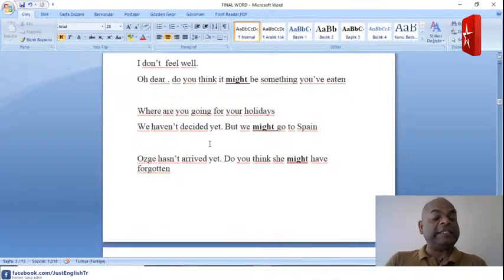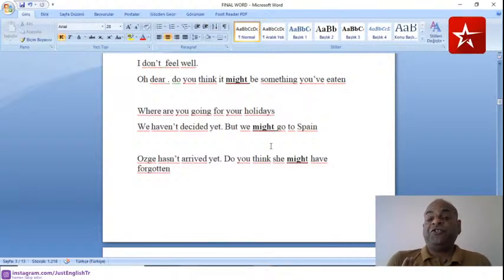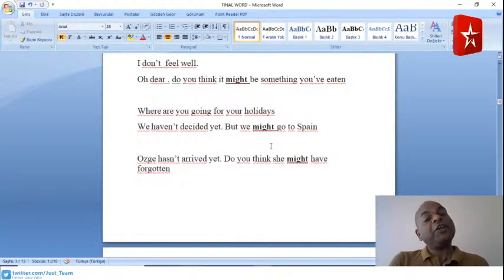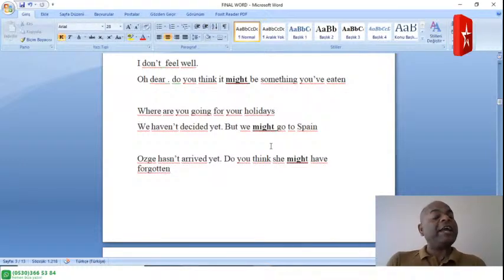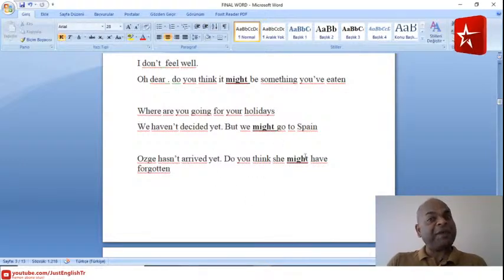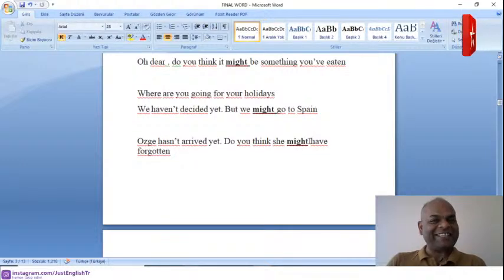And the next one says here, where are you going for your holidays? That's a question. My friend, or your mom, or your dad might ask you, where are you going for holidays? And your reply is, we haven't decided yet, but we might go to Spain, all right? So that means it's not confirmed yet, you're not sure yet, but you might go to Spain, all right?